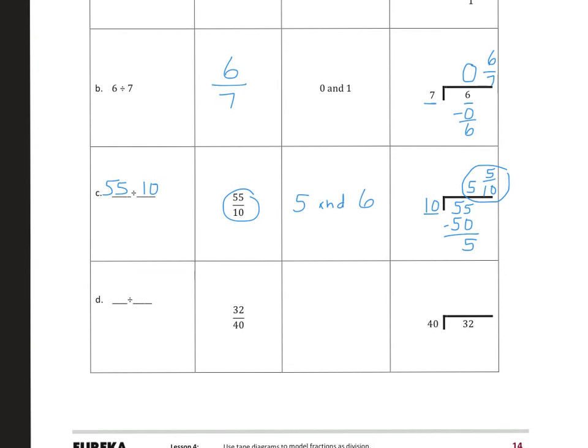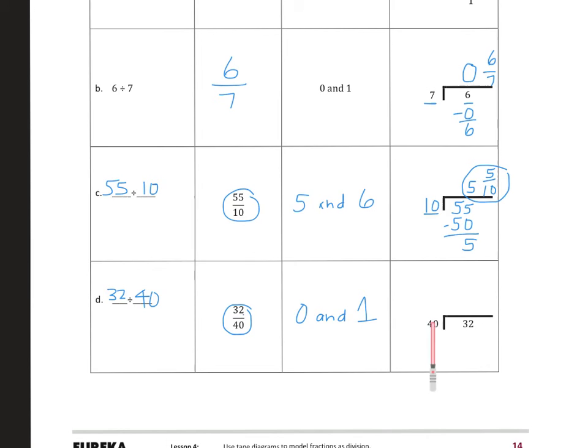D, same thing. We've got 32 over 40. Remember, 32 is our dividend, and the denominator will be our divisor. 32 over 40. Well, guess what? 32, our numerator, is smaller than our denominator, so that means this is not bigger than 1. So technically, 32 over 40 is going to be between 0 and 1 whole, because 40 over 40 is 1 whole, and 32 over 40 is smaller than 40 over 40.